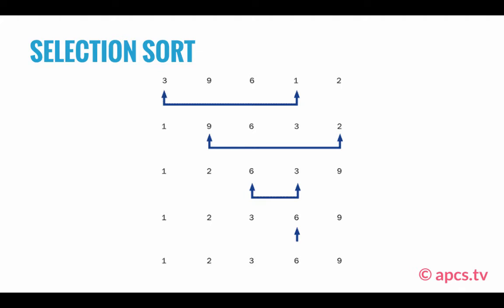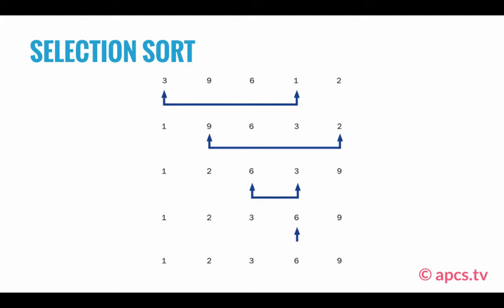And now it's going to take a look at 6, 3, and 9. It's going to try to find the smallest number in this small list, and the smallest number is 3. And the first element in this sublist is 6. So 3 and 6 will exchange places. And now the updated list looks like 1, 2, 3, 6, and 9.